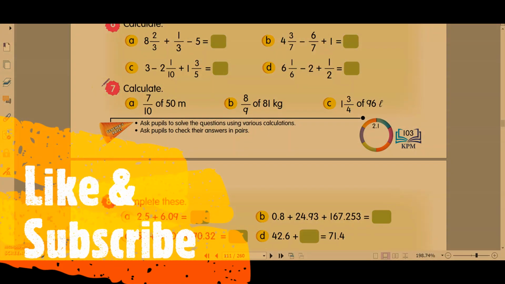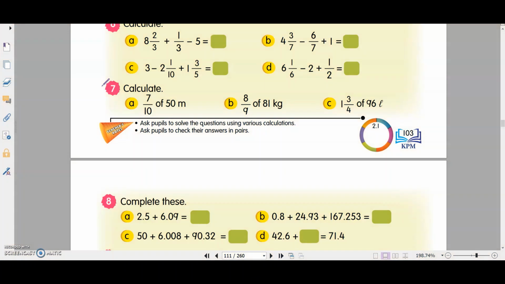Okay, hi everyone. Let's continue our discussion for this week's homework. Look at number 7a here. This is 7 over 10 of 50 meters. So what you do is you simplify 10 and 50 first.